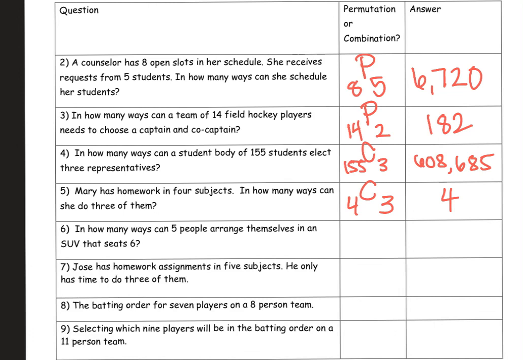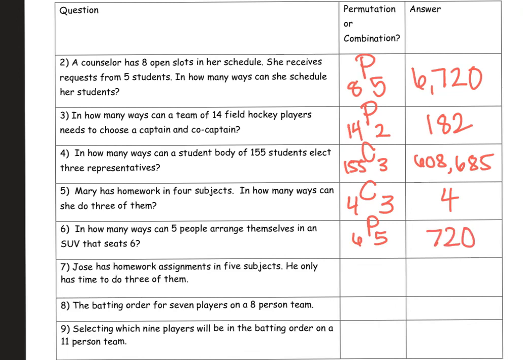All right, number 6, in how many ways can 5 people arrange themselves in an SUV that sits 6? Okay, this one is going to be permutation. Okay, there are 6 total seats you're choosing from and 5 people. Okay, order matters here because you can't sit one person and sit the same person somewhere else. Okay. This one's going to be 720.